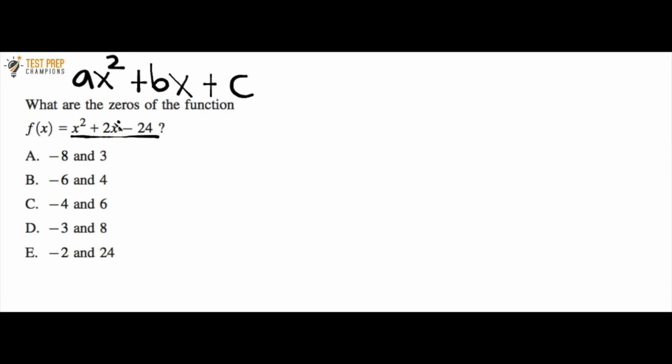But in this case here, the number in front of x squared is just 1. So a is going to be 1, and our b is going to be 2, because b comes in front of the x, and here 2 comes in front of the x. And our c is going to be negative 24, because we have to consider the minus sign.